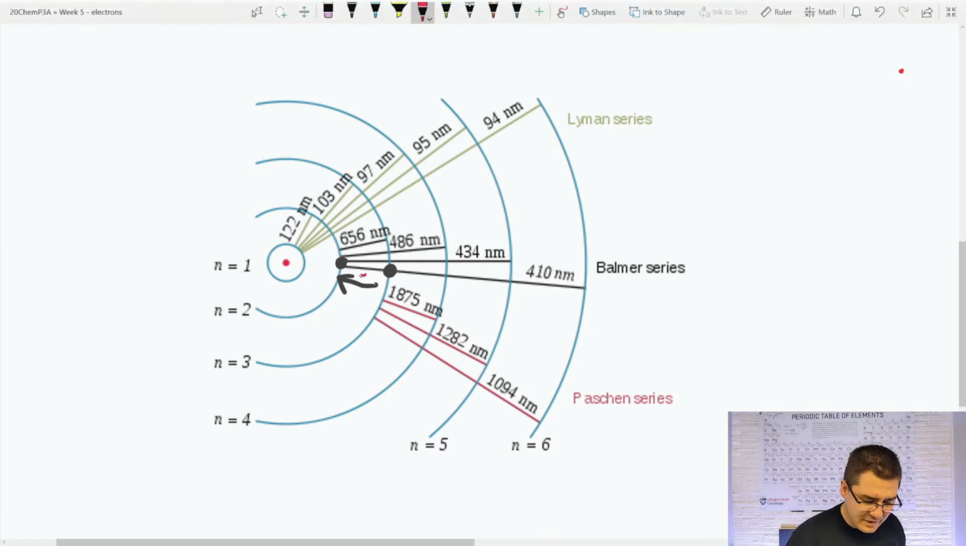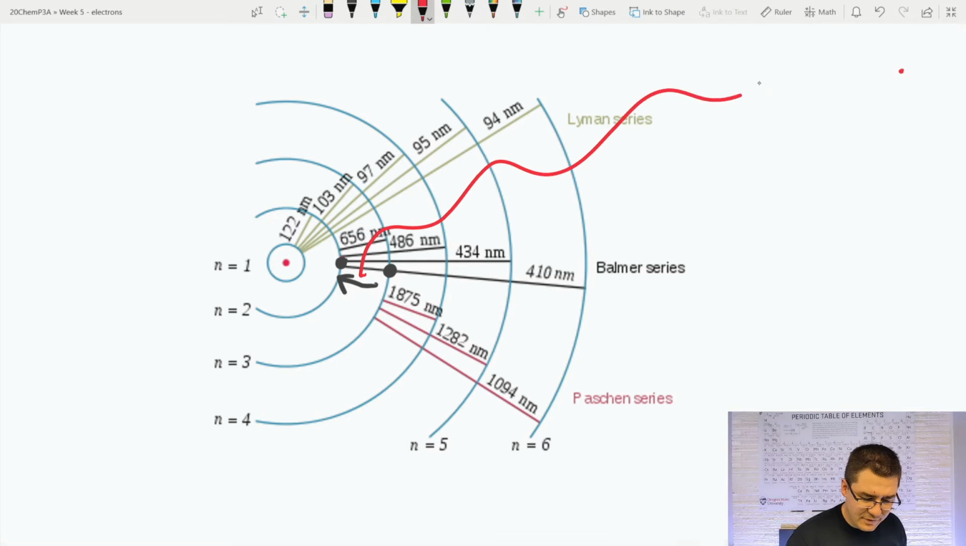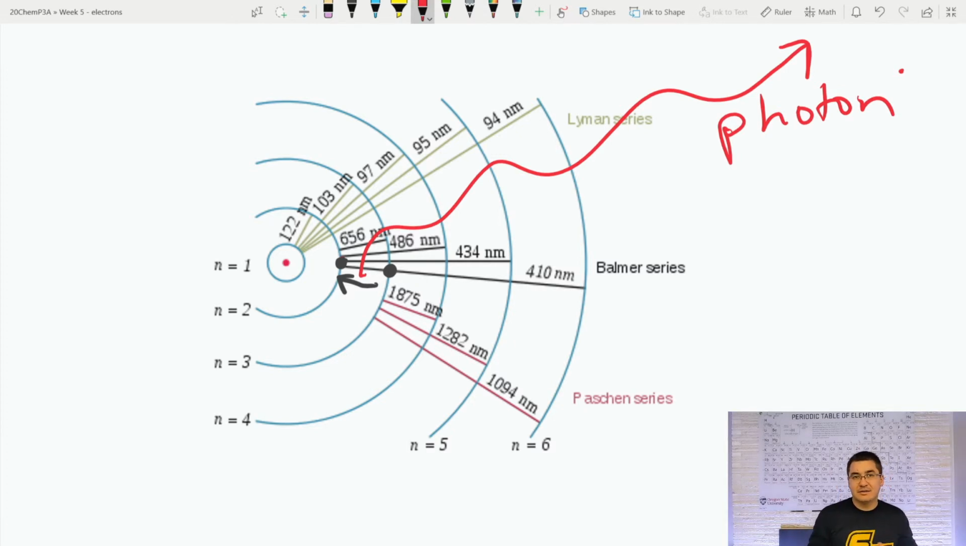And what happens is it gives it off in the form of a red photon. Now, a photon is basically just electromagnetic radiation, and it's basically called light, right? So photons are light, and it turns out that this photon to our eyes looks red.